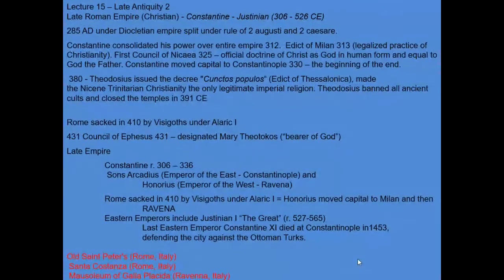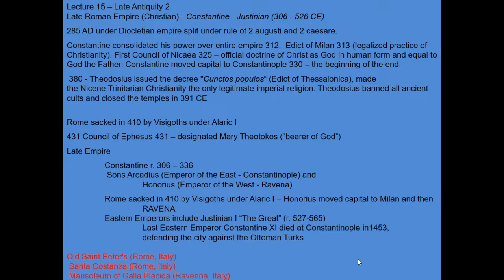Welcome back. This is Lecture 15, Late Antiquity Part 2, or Christianity in the Western Empire, essentially from the rule of Constantine through the rule of Justinian. So ultimately, what is beginning to happen at this point is that the Roman Empire is entering its period of true decline. The Christian faith has become the dominant and official religion throughout the empire.